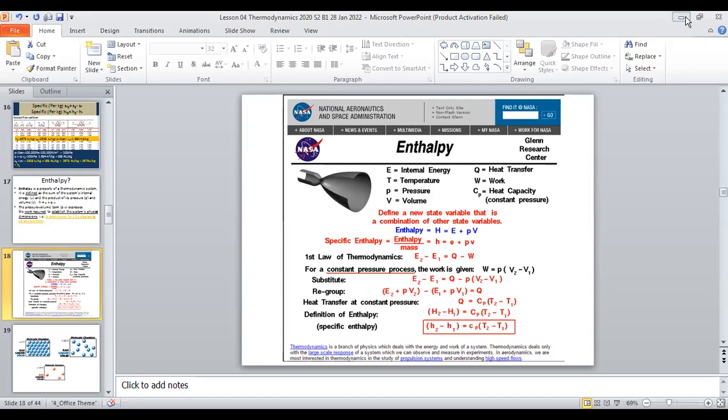So other than the internal energy, you have a PV component as well. So here, for H2, you have U plus PV at 2. For H1, you have U plus PV at 1, because we talk about energy balance.